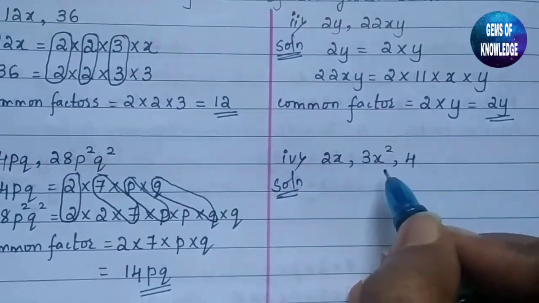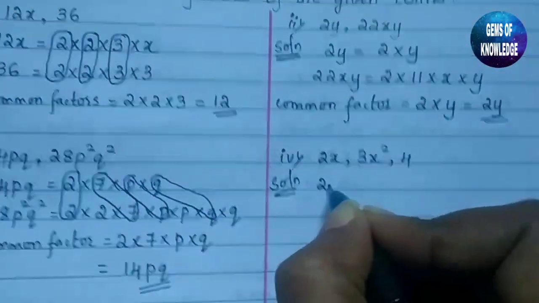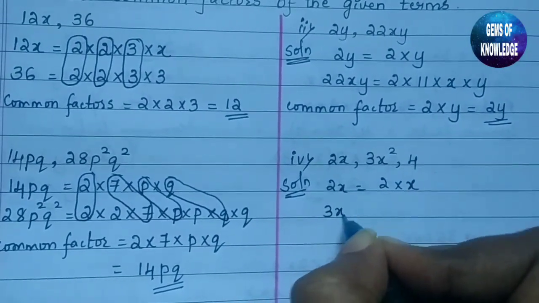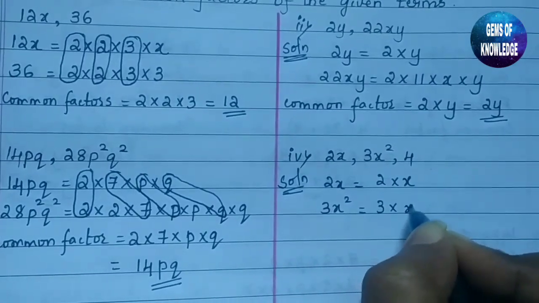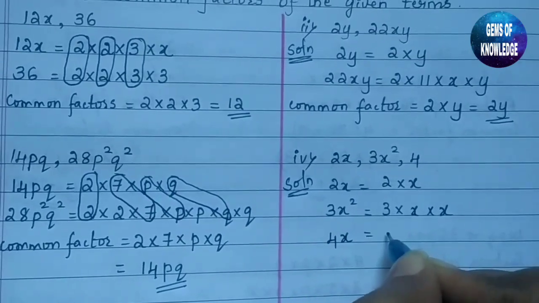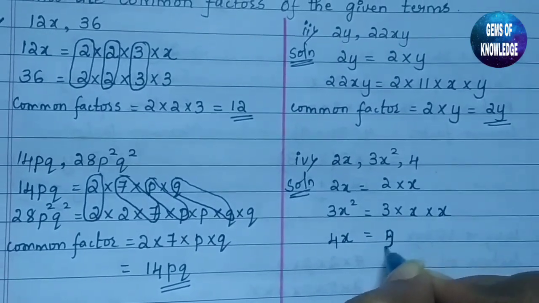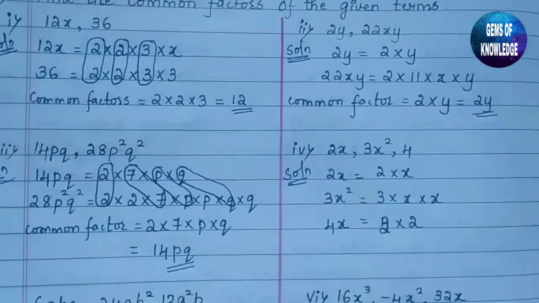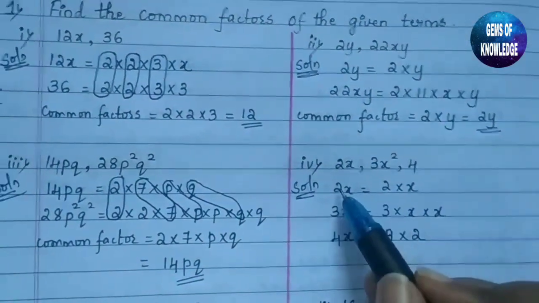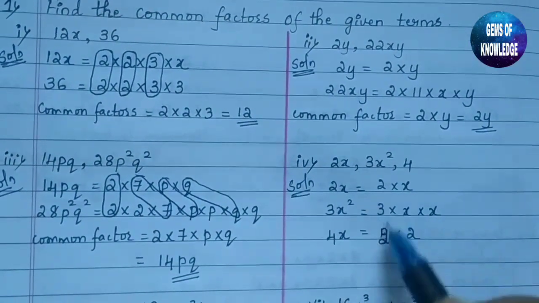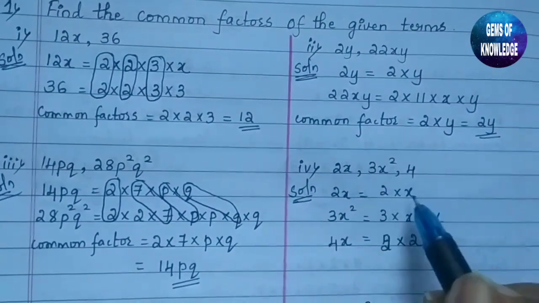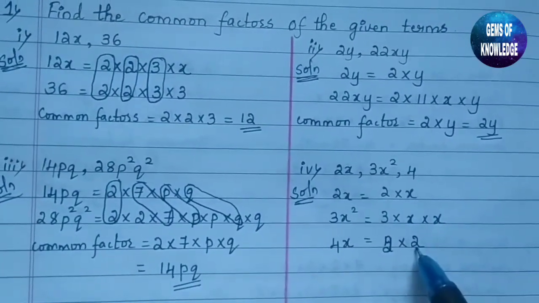Moving to the fourth one over here, 2x can be written as 2 into x. Similarly, 3x square can be written as 3 into x into x. Similarly, 4x can be written as 2 into 2 into x. Here you can see there are no common factors between these things. If it was 2x and 4x, there was 2 and 2 common, but there is no 2 present here. And x and x is there, but there is no x present here.